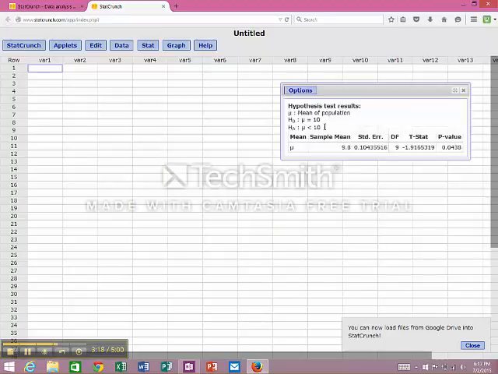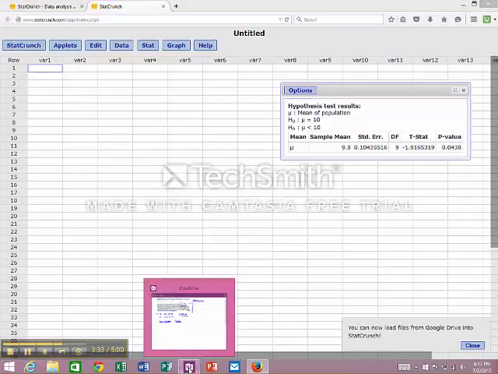and here we have some information. Verify that you put the hypotheses in right. Here's your sample mean. Your degrees of freedom is 9. That's one less than your sample size. The t-stat is your test statistic. So our test statistic is negative 1.917 if we round to 3 places, and the p-value is 0.04.